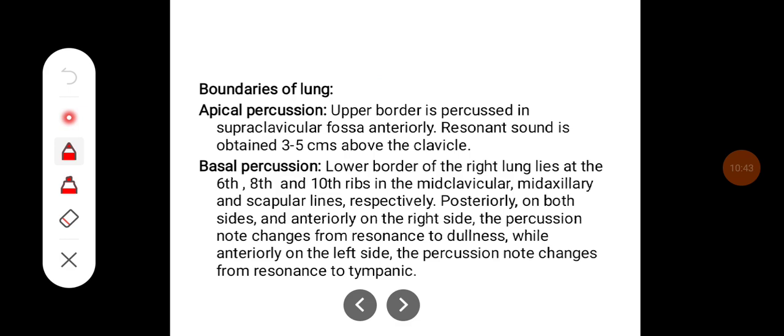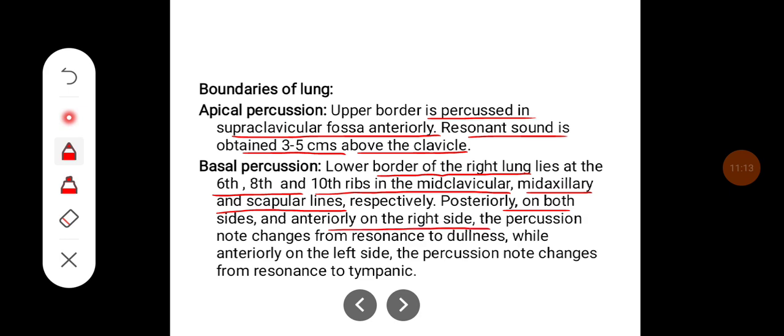Boundaries of the lungs. For apical percussion, the upper border is percussed in the supraclavicular fossa anteriorly. The resonant note is obtained 3 to 5 centimeters above the clavicle. For basal percussion, the lower border of the right lung lies at the 6th, 8th and 10th ribs in the mid-clavicular, mid-axillary and scapular lines respectively. Posteriorly on both sides and anteriorly on the right side, the percussion note changes from resonance to dullness, while anteriorly on the left side, it changes from resonance to tympanic.